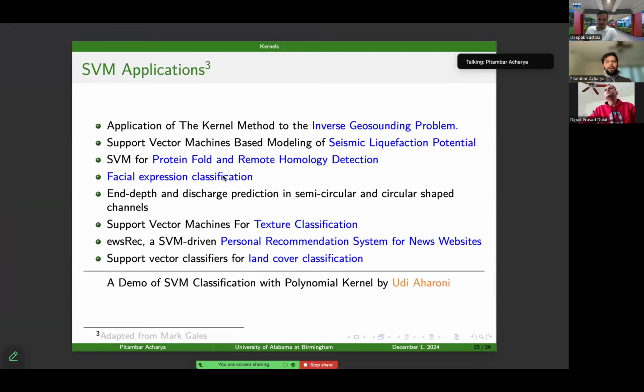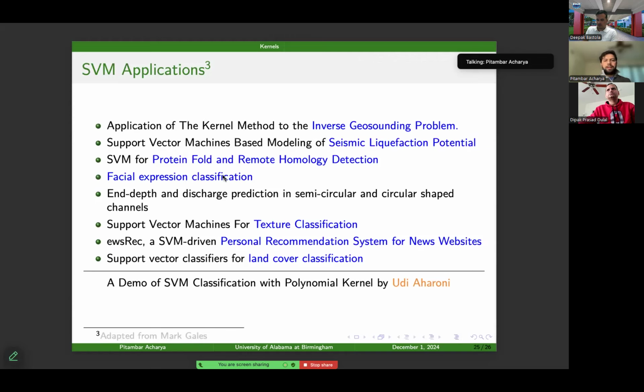In the case of the inverse geosounding problem, that means if we want to understand the internal structure of the Earth, by studying the surface of the Earth, you can determine the subsurface Earth structure that is used in seismic wave propagation. In earthquake study, people generally use the inverse geosounding problem. The kernel method of support vector machine plays a great role in solving those problems.